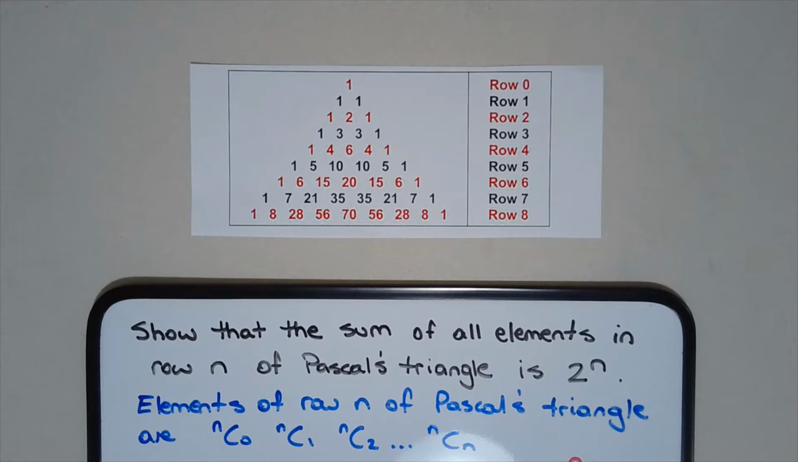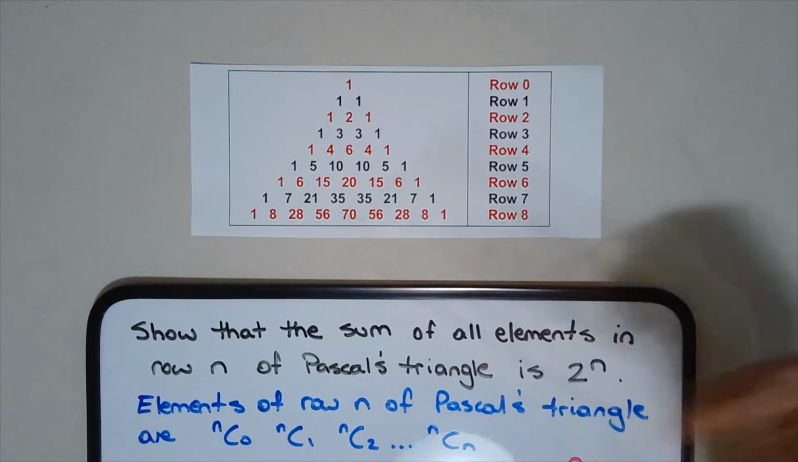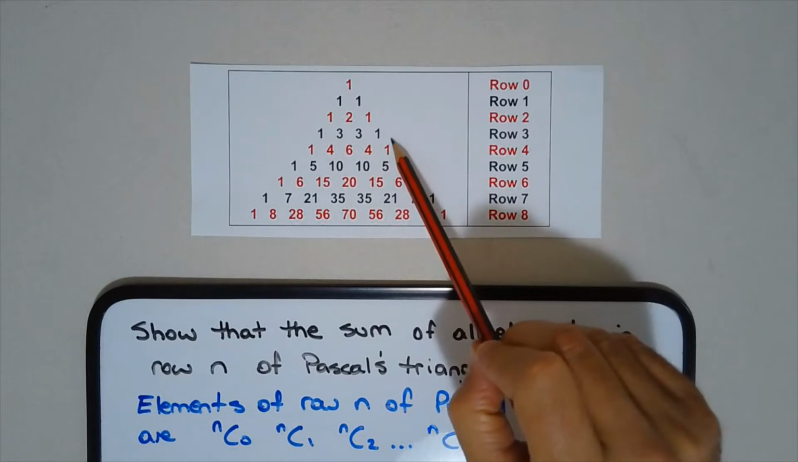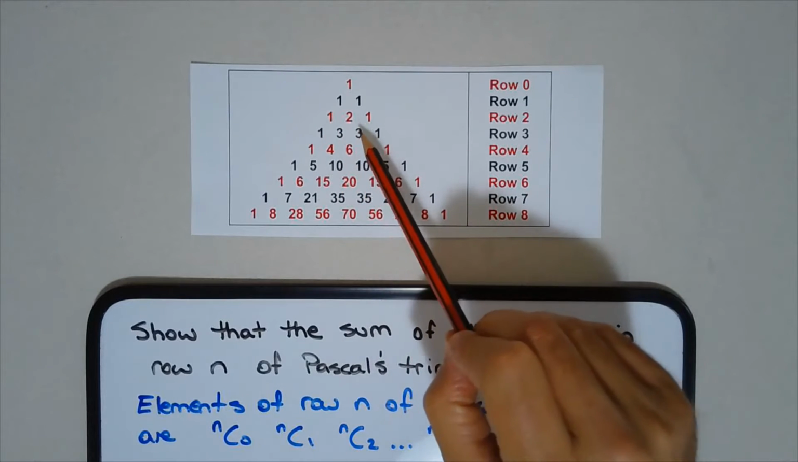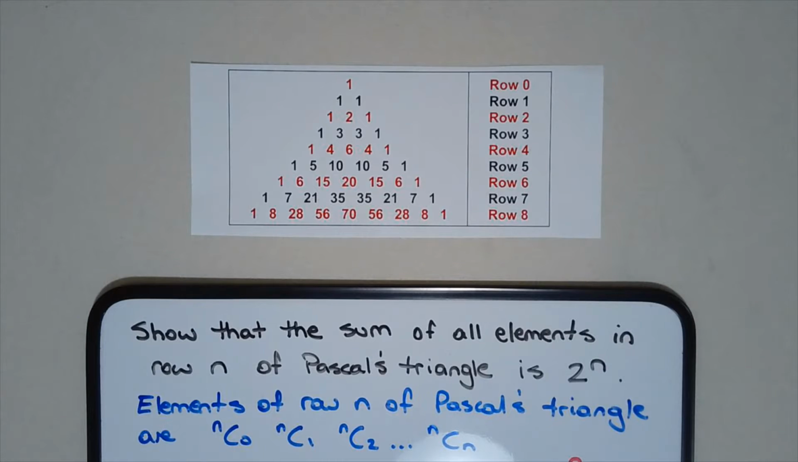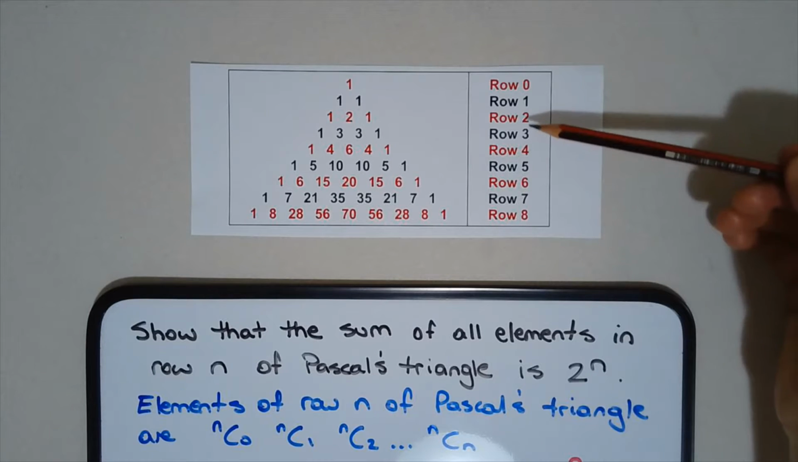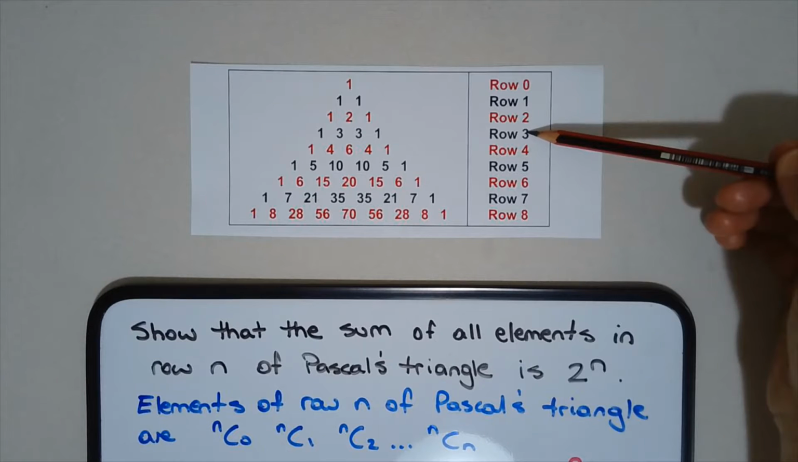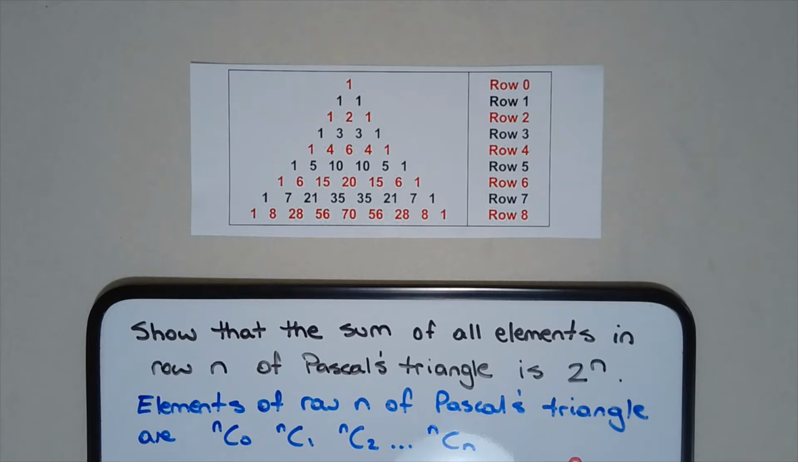In this example, we're going to prove that the sum of all elements in row n of Pascal's triangle is equal to 2 to the power of n. Let's have a look at a part of Pascal's triangle. Let's say we choose row 3. If you add the elements in row 3, we have 1 plus 3 plus 3 plus 1, so that equals 8. And if we raise 2 to an index of 3, 2 to the power of 3 is also 8.